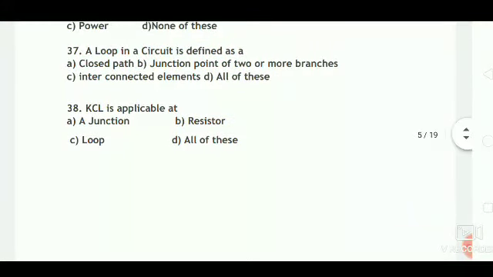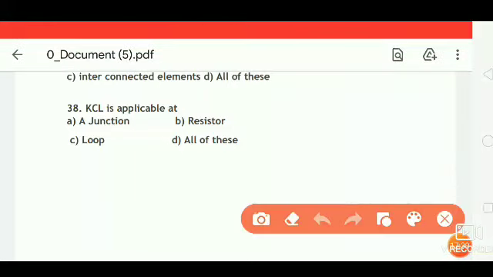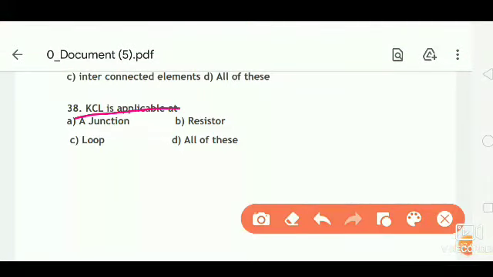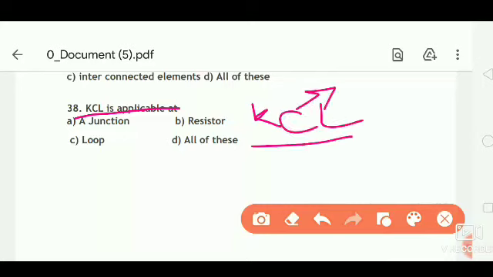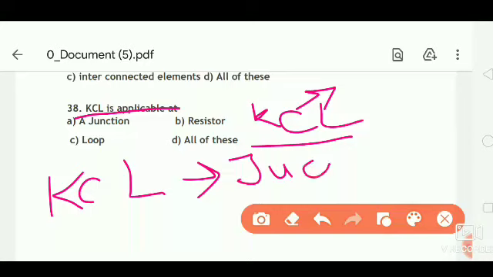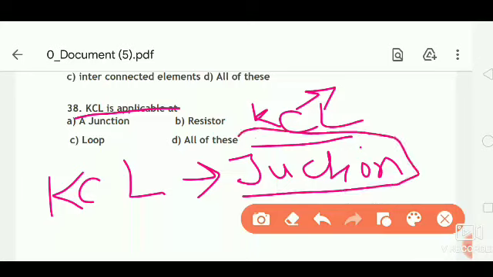So the next question is, KCL is applicable at: a junction, a resistor, a loop, or D, all of the above. KCL means Kirchhoff's current law. KCL is always applicable at a junction or node, because we determine the current at the junctions. So here option A is the right answer.